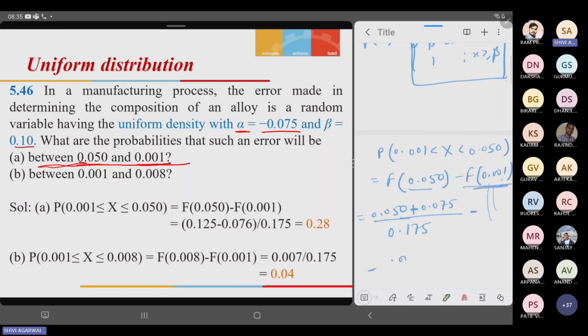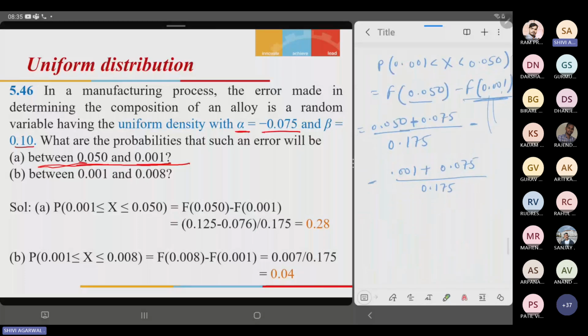So it is 0.001 plus 0.075 divided by 0.175. When we calculate it, we get the same answer, that is 0.050 minus 0.001 upon 0.175. The difference always comes the same, and the answer is 0.28. You can calculate it.